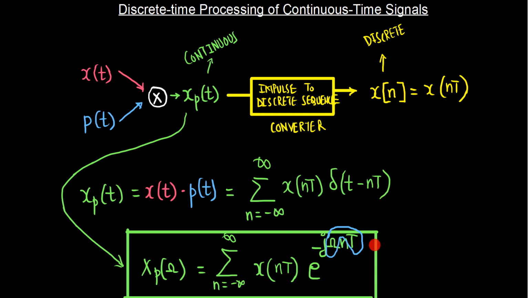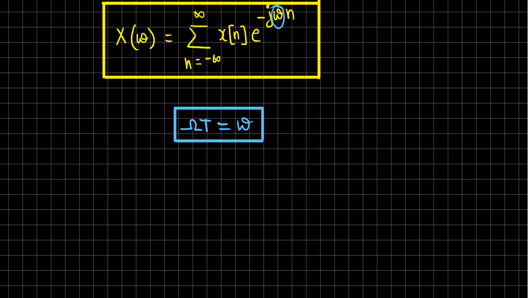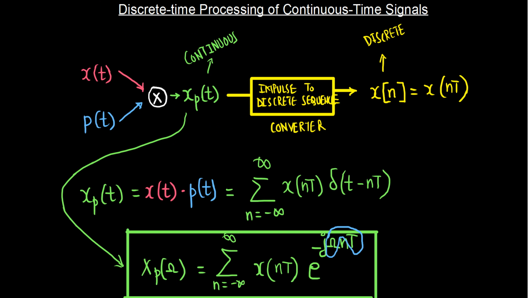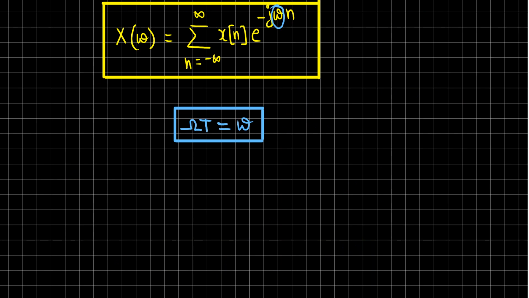This expression is then compared with the expression of the Fourier transform of a typical discrete time sequence. So the Fourier transform of a typical discrete time sequence is given by this: X of omega equals summation from minus infinity to infinity x of n e power minus j omega n. And if we compare these two expressions, we can see that this capital omega is related with small omega with this relationship. What is capital omega? Capital omega is the frequency of a continuous time sinusoid, whereas the small omega is the frequency of a discrete time sinusoid. And we find the close relationship between these two.